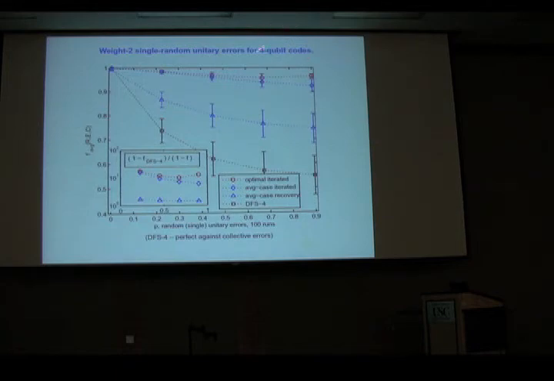So here we took the same case, 4-qubit code, weight 2, single random unitary errors in all the slots, and ran the probabilities of occurrence from 0 to 0.9. In each instance, we ran 100 Monte Carlo versions of this with different random unitaries. So here's the behavior of the DFS4 code as you increase the probabilities, as you might expect. The triangle and the error bars show what happens over the 100 runs. The triangles indicate just average case recovery. So we're not optimizing the encoding, just the recovery. And it's better.